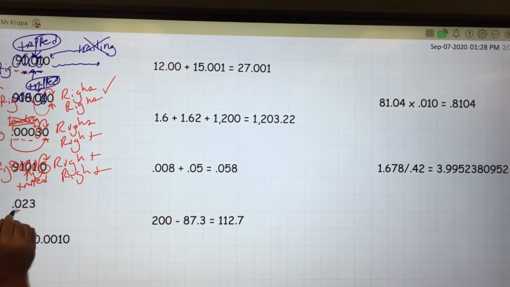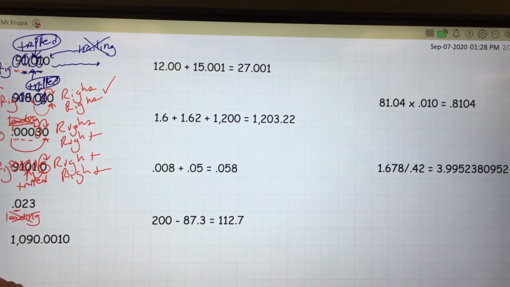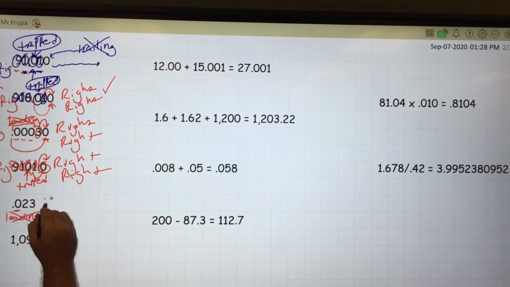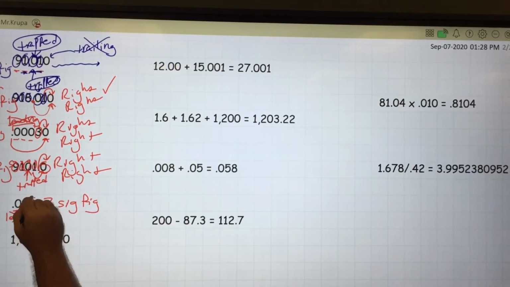In this example, we have another 0 that comes before all the non-zeros, but after a decimal. It is a leading 0 and is not significant. That means this example only has 2 sig figs. 1, 2.